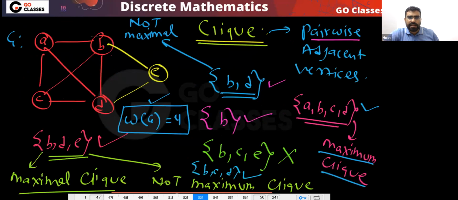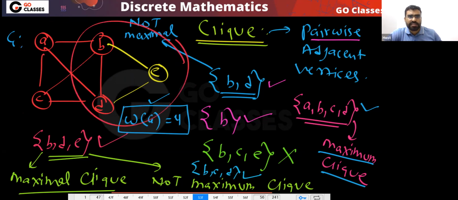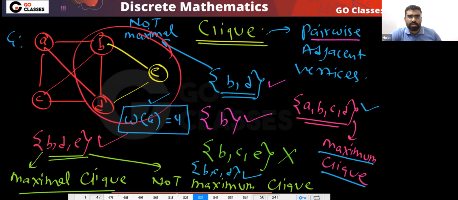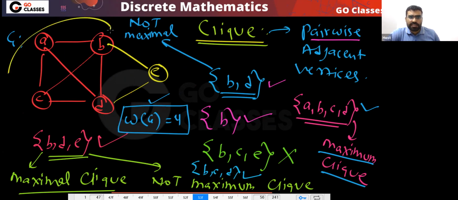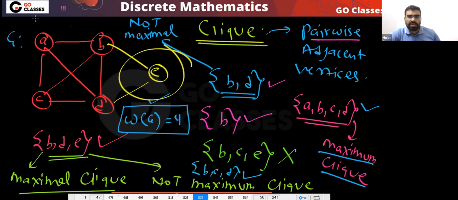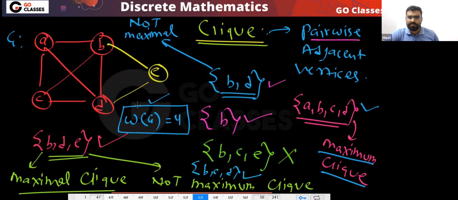For example, here I can say this is a clique because this is a complete subgraph. This is your K4. This is your K3. This is also a clique. This is your K2, this is your K3, this is your K1. But this is not K5, right? This is not K5. So this is the idea.